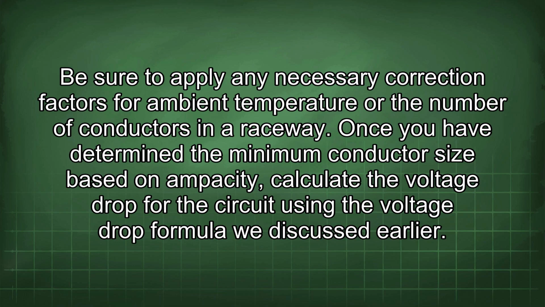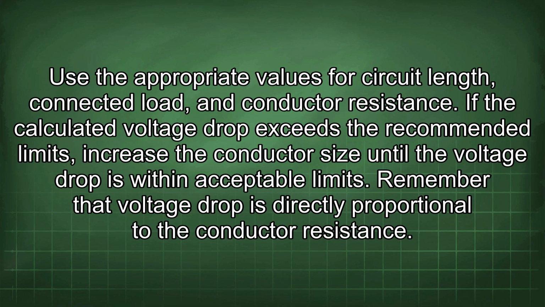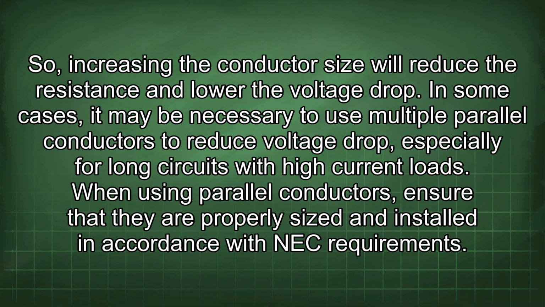Once you have determined the minimum conductor size based on ampacity, calculate the voltage drop for the circuit using the voltage drop formula we discussed earlier. Use the appropriate values for circuit length, connected load, and conductor resistance. If the calculated voltage drop exceeds the recommended limits, increase the conductor size until the voltage drop is within acceptable limits. Remember that voltage drop is directly proportional to the conductor resistance. So, increasing the conductor size will reduce the resistance and lower the voltage drop.